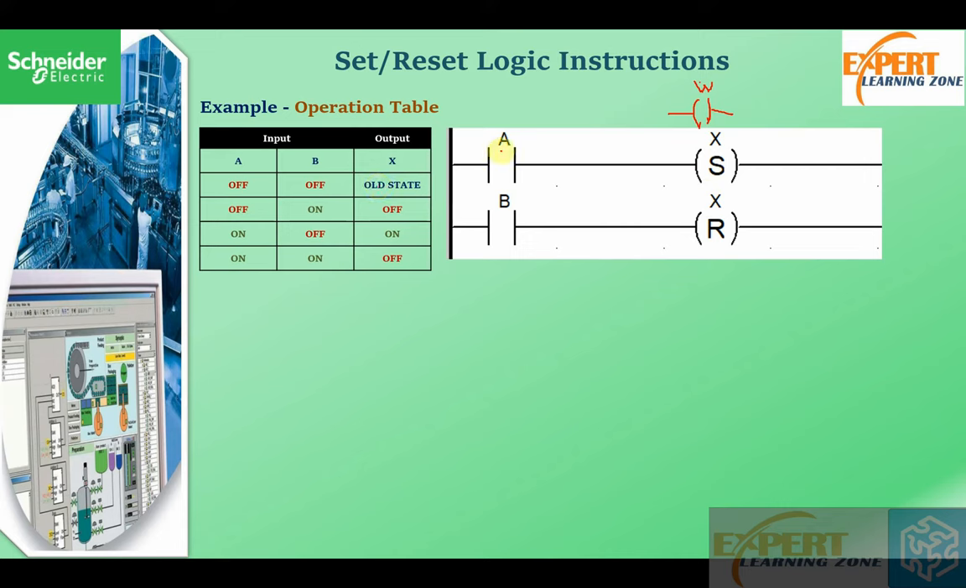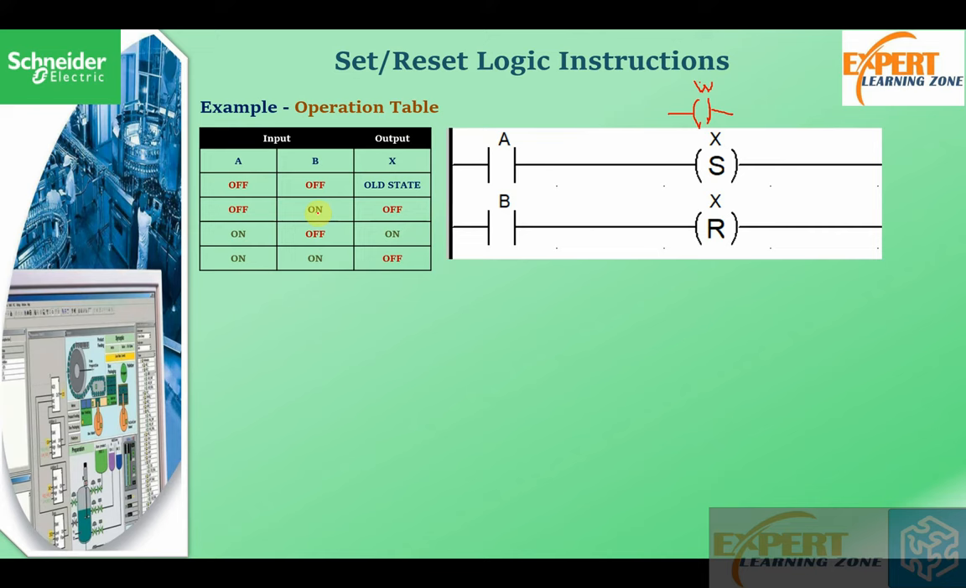So if A goes to the off state and B goes to the off state, then the coil would take the state it was having before A went off and before B went off. Okay, I hope that does not sound confusing. All right, now let's see.